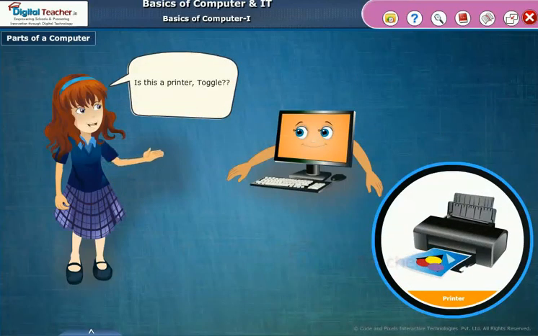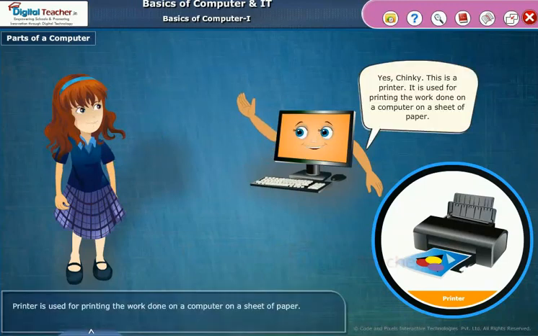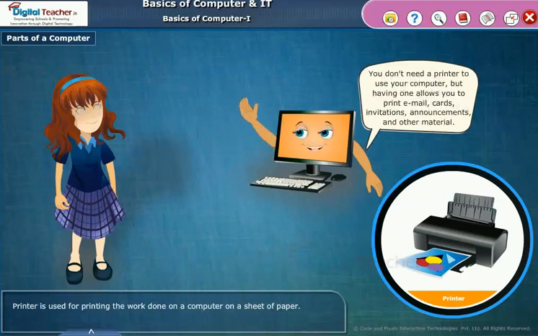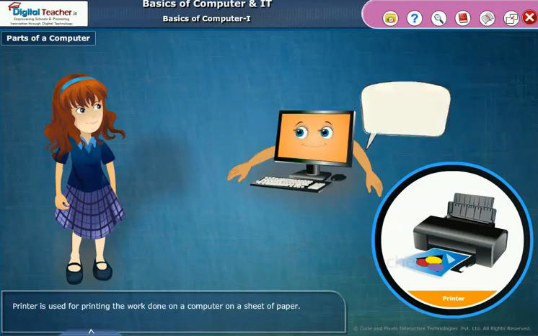Is this a printer, Toggle? Yes, Chinky, this is a printer. It is used for printing the work done on a computer on a sheet of paper. You don't need a printer to use your computer, but having one allows you to print email, cards, invitations, announcements, and other material. Some printers print only in black and white, while others print in color. Many people also like being able to print their own photos at home.